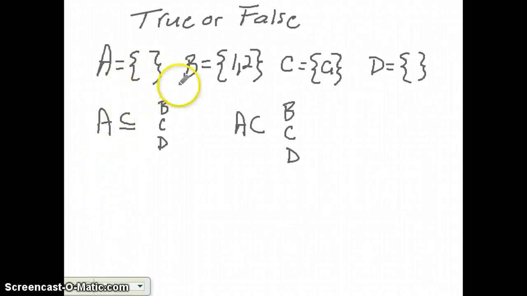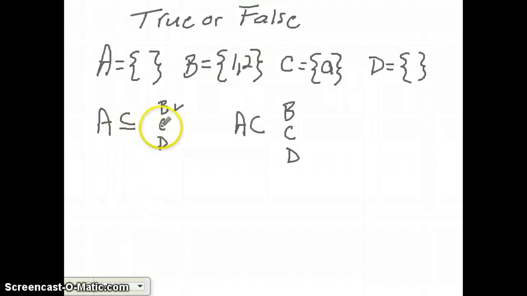Here's A, the empty set. Here's B, I have two elements. Here's C, it's a letter A here. And then D is the empty set. Is A a subset of set B? Well, is every element in A also in B? Yeah, because remember, the empty set is a subset of every set. So that's yes. A is a subset of B.